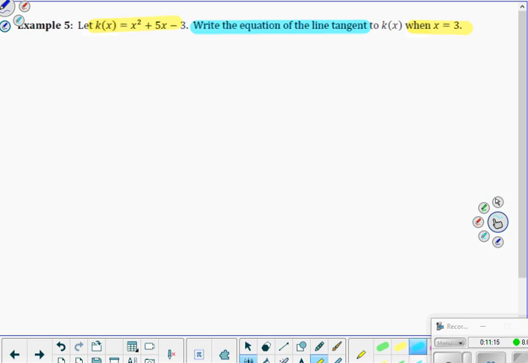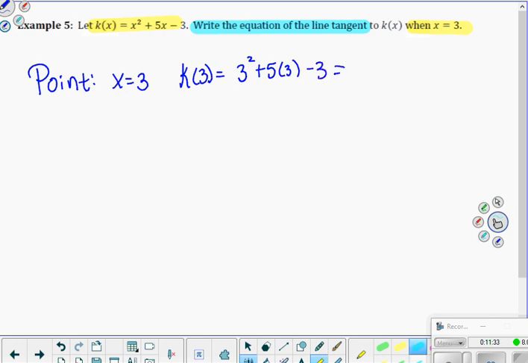All right, first thing let's find the point. We were given x equals 3, so I need to do a k of 3, don't I? And that's going to be a 3 squared plus a 5 times 3 minus 3. That's a 9 plus a 15 minus 3 equals 24. 24 minus 3 is 21. That gives me an ordered pair of 3, 21.